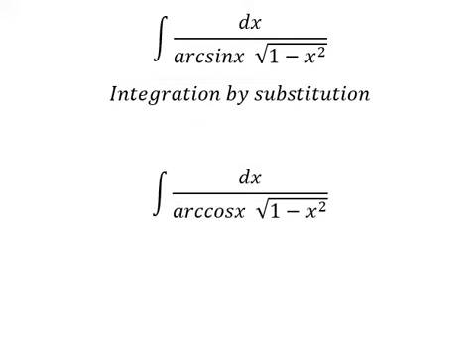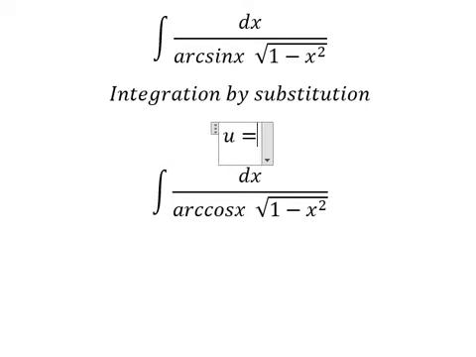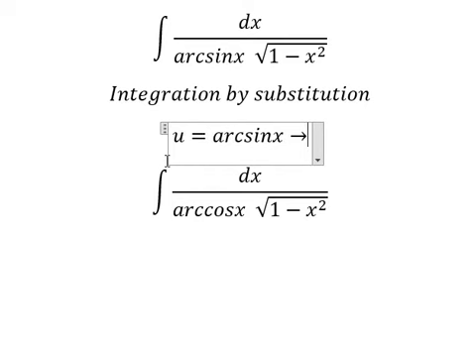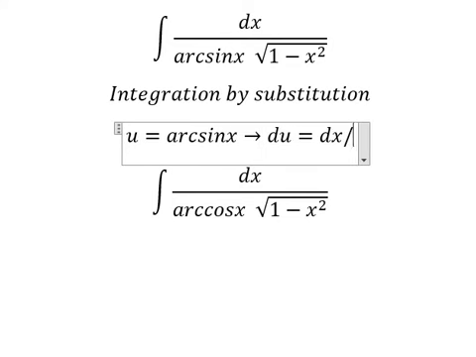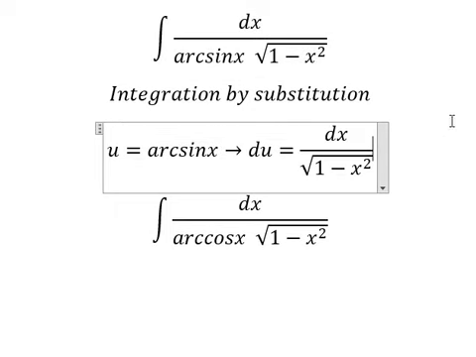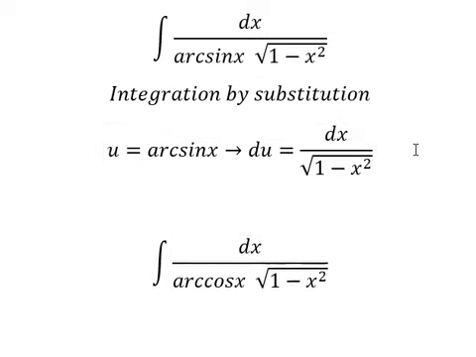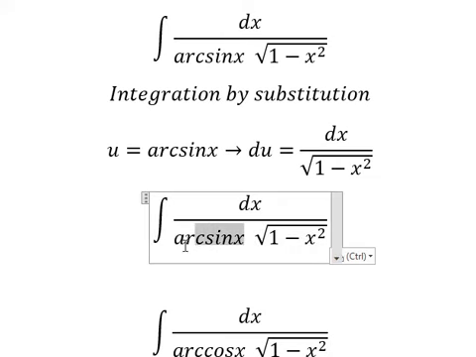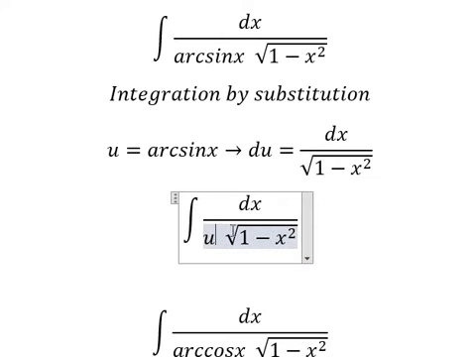So I will put u equals arcsin x. Later, we first take the derivative of both sides, and we have dx over the square root of 1 minus x squared. This one we change to du. The dx over the square root of 1 minus x squared we change to du.